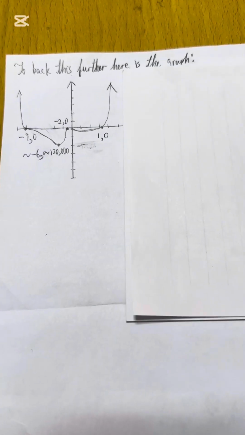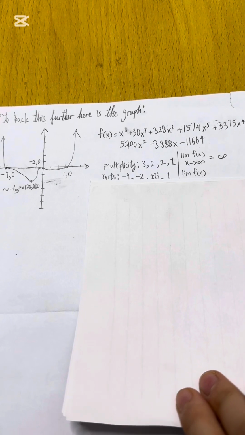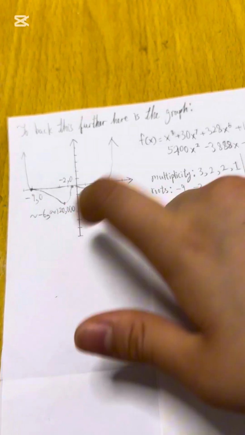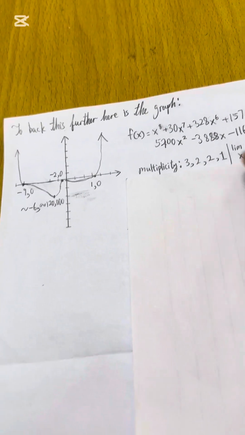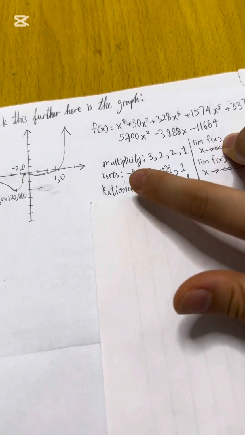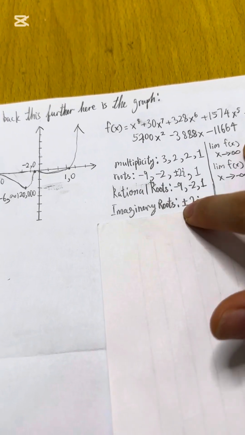And to further back my point, this is a rough graph of the polynomial we initially had, which is this. It is very long, so I will not read it. I'll just mention the roots first. The roots are -9, -2, an imaginary root, so it's not pictured on the graph, and 1. The multiplicity is 3, 2, 2, and 1. The roots, as I mentioned earlier, -9, -2, and 1 are rational, and the imaginary is plus or minus 2i.